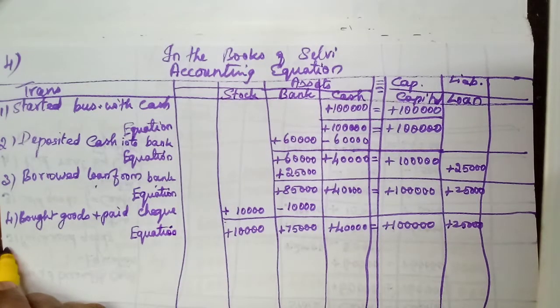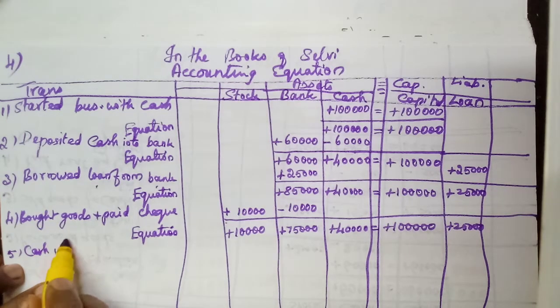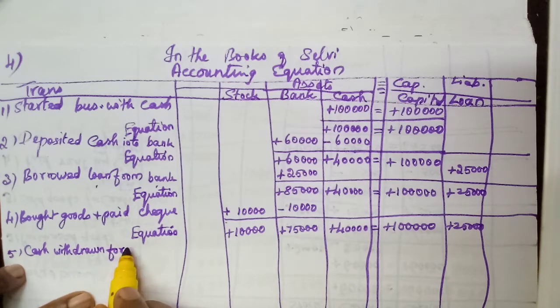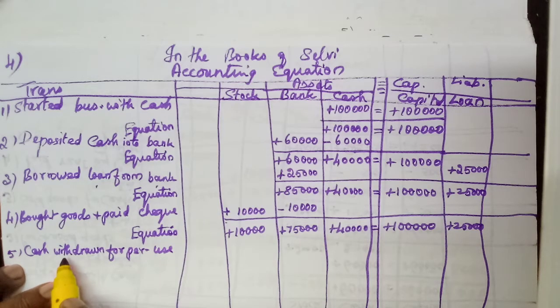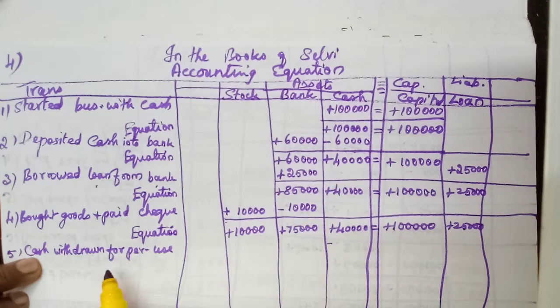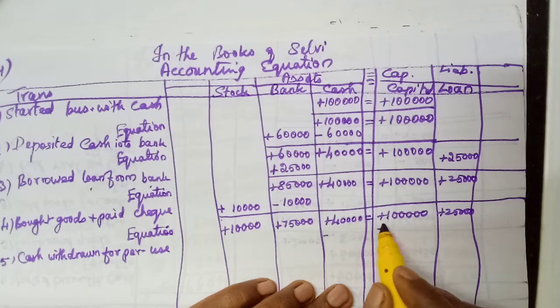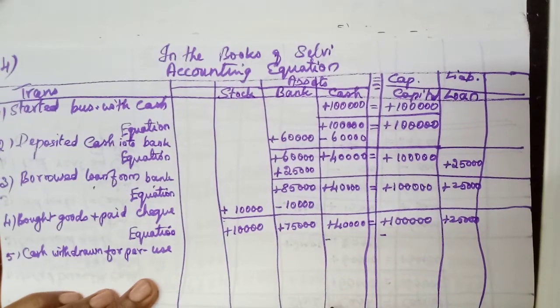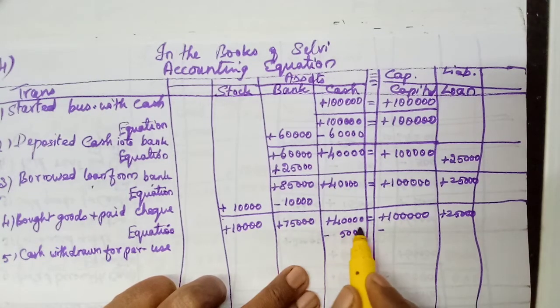Then next one. Cash withdrawn for personal use. Okay, here I told you this is cash withdrawn, so it will reduce the cash, we know very well, isn't it? And if the owner withdraws money from his business, it will reduce his capital. So there also you write minus. What is the amount? How much has he withdrawn? 5,000. So just below 0 you write.